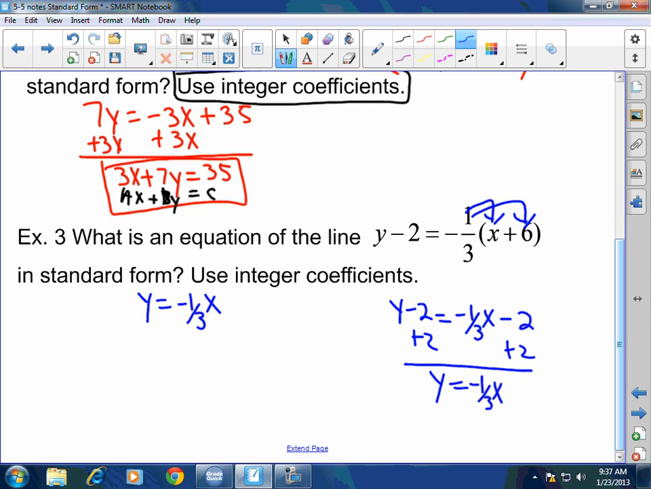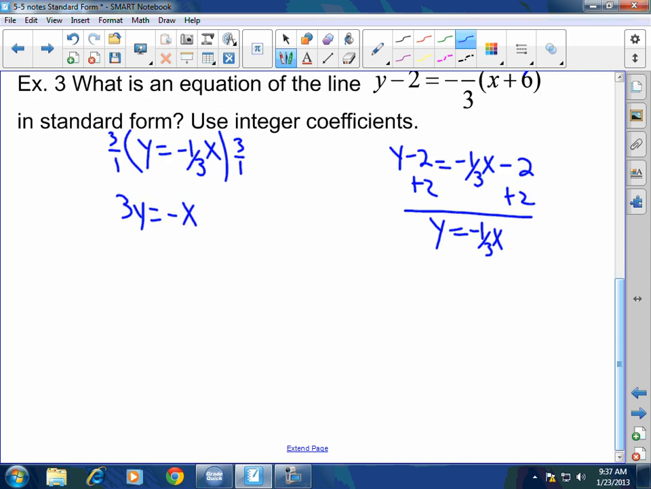Now what do we do to make it standard form? Get rid of the fraction. How do we get rid of this fraction? Multiply 3 over 1 to both sides. So it's going to be 3y equals negative x. Now what? You add x to both sides because I want the x and the y together on one side. So this is x plus 3y equals 0.